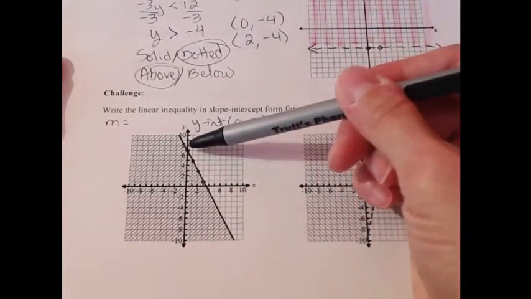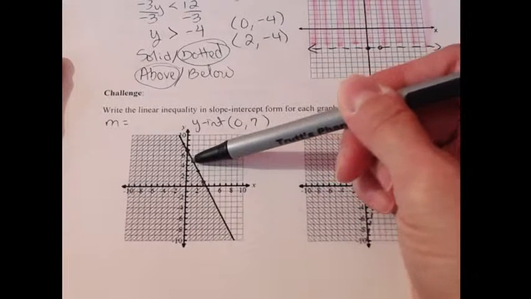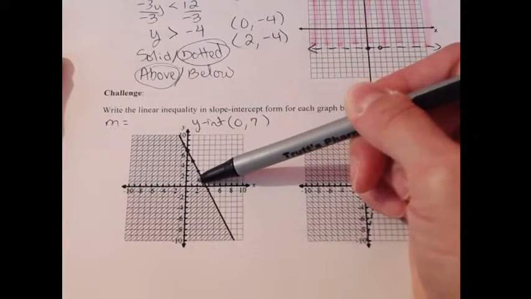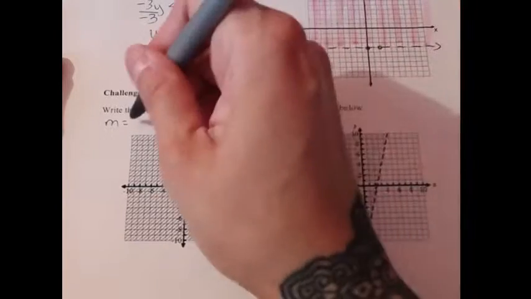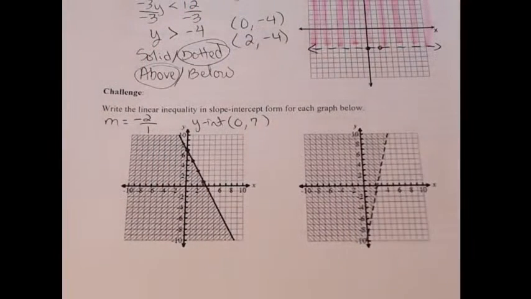I'm noticing that to get from one point to the next, I have to fall 2 and run 1. Fall 2, run 1. Fall 2, run 1. Perfect. Because I was able to do that many times, and identifying these perfect points, I know with confidence that the slope is -2/1.